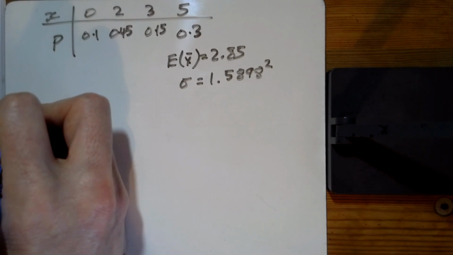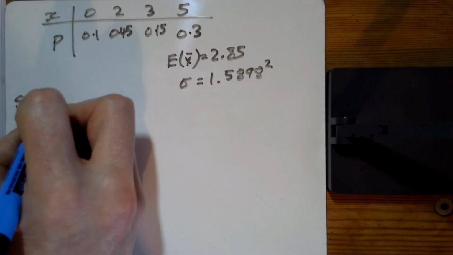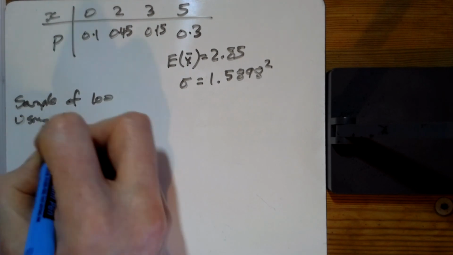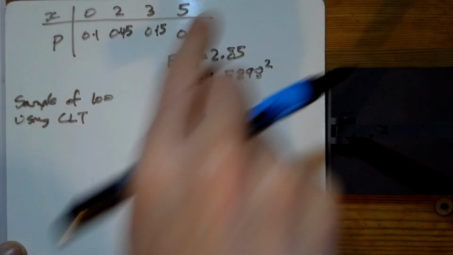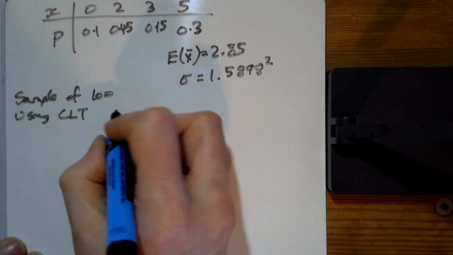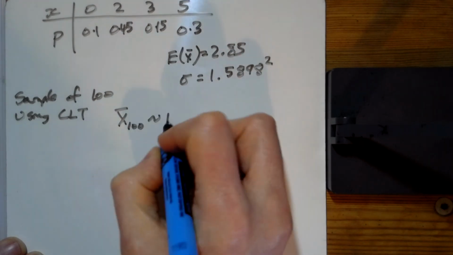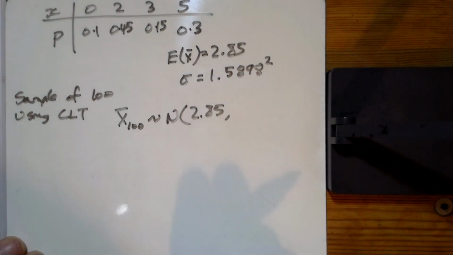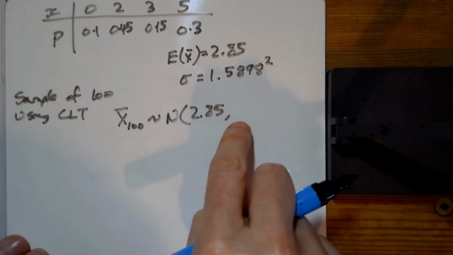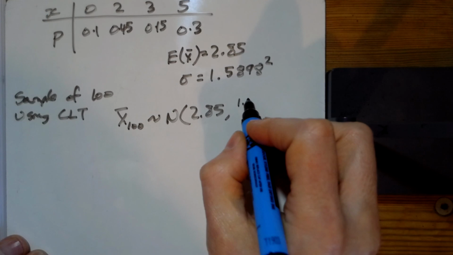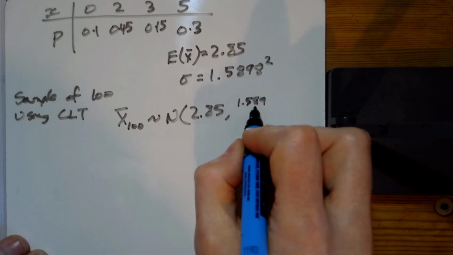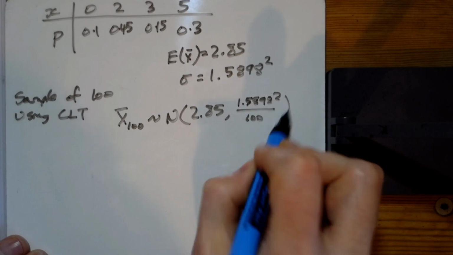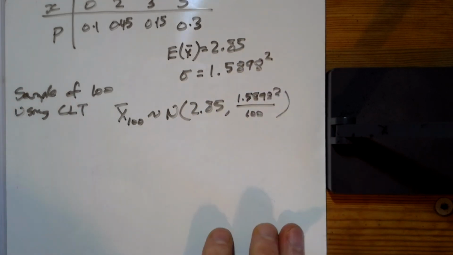So we're doing a sample of 100, and we're going to need to use the central limit theorem, because we're not starting with a normal distribution at all, are we? But the sample of 100 will have a mean of 2.85 like it was before. That won't change. And now the variance will be 1.5898 squared divided by 100, because we're doing 100 of them.